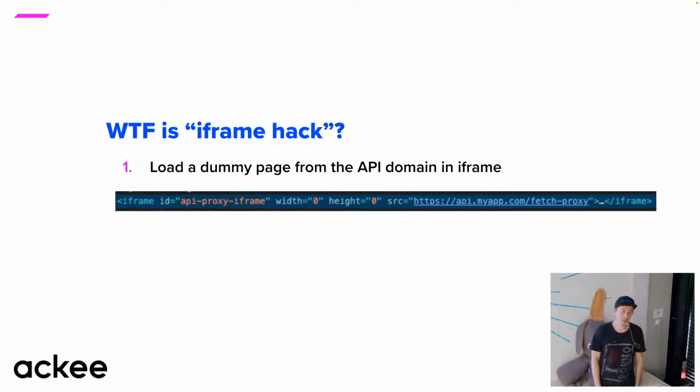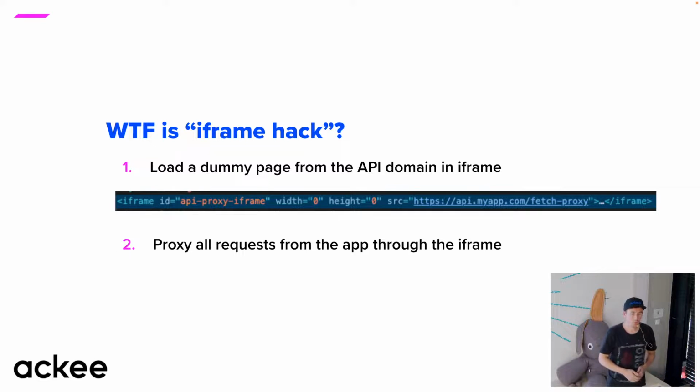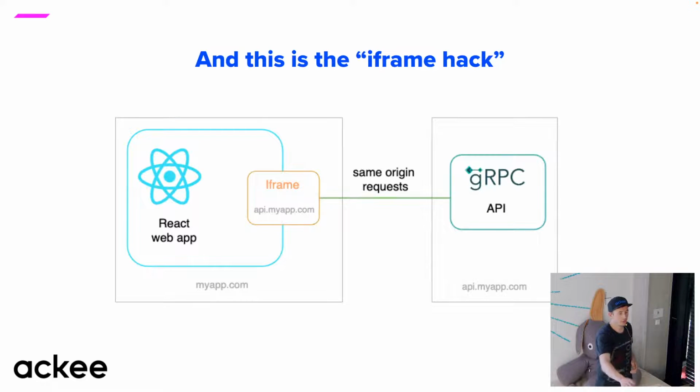The first step is to insert an iframe into our web application, and in the iframe load some dummy plain HTML that comes from our API. And the second step is to proxy all requests from our application through that iframe, because when they're going through the iframe, they basically come from the same domain as the backend, and that means they're not cross-origin, they are same-origin requests, so there are no OPTIONS requests.